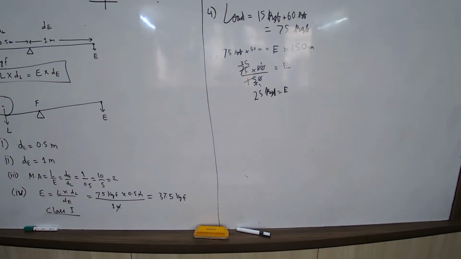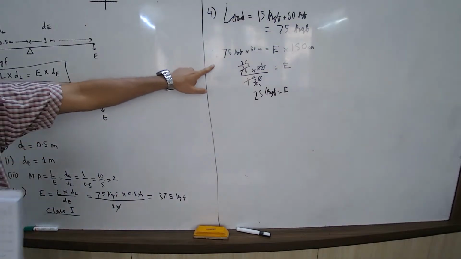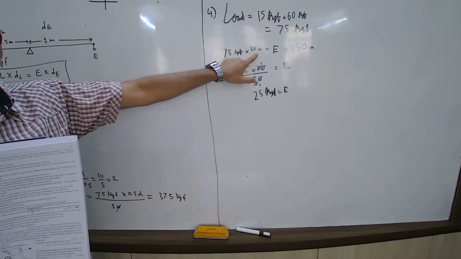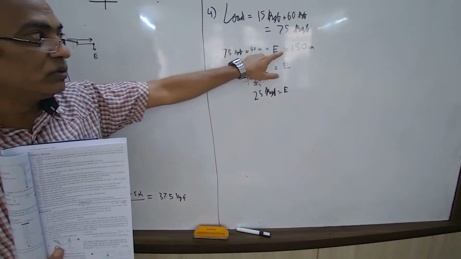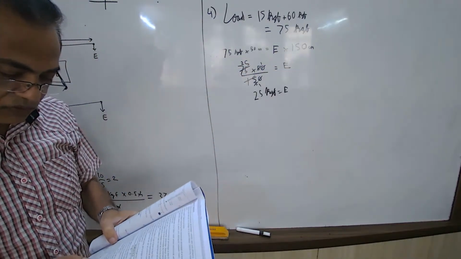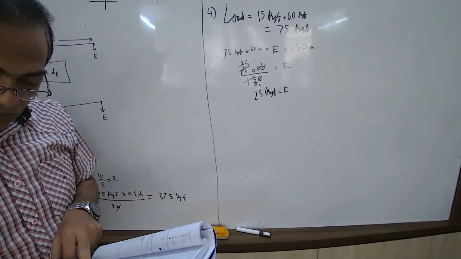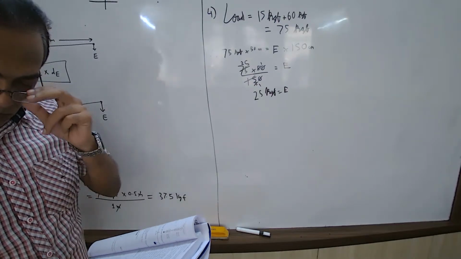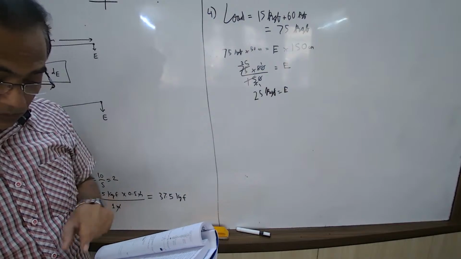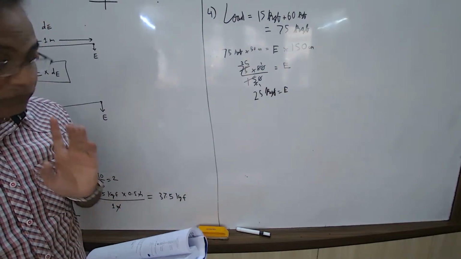Then the load is how far away from the fulcrum? Fulcrum is the wheel. Fulcrum क्या है? Wheel है. तो fulcrum से load का कितना distance it is given in the diagram? 50 centimeter. So load into DL, load arm, is equal to effort into effort arm. Effort arm कितना दूर है? From fulcrum it is 150 centimeter, right?